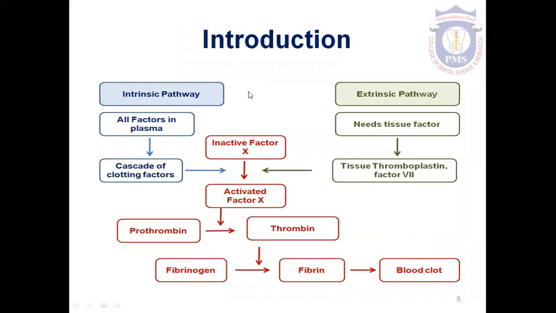So to summarize, you have an intrinsic pathway which starts from the activation of factor 12, and you have an extrinsic pathway which starts by the activation of factor 7, which is stimulated by the tissue factor. And both these pathways finally lead to activation of factor 10 and the common pathway of coagulation. Factor 10 causes prothrombin to thrombin conversion. Thrombin causes fibrinogen to fibrin conversion. And there is also a stabilization of the fibrin clot, finally forming a blood clot.